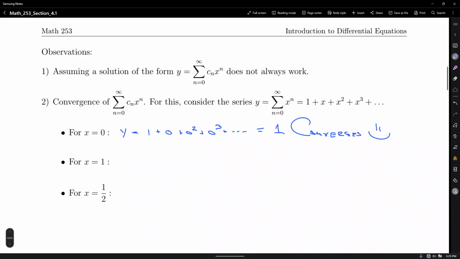What about for x equals 1? Are we going to be that lucky? So y equals 1 plus 1 squared plus 1 cubed plus 1 to the fourth plus infinitely many ones. Does that sum converge? This diverges. This blows up to infinity, right? So it diverges.